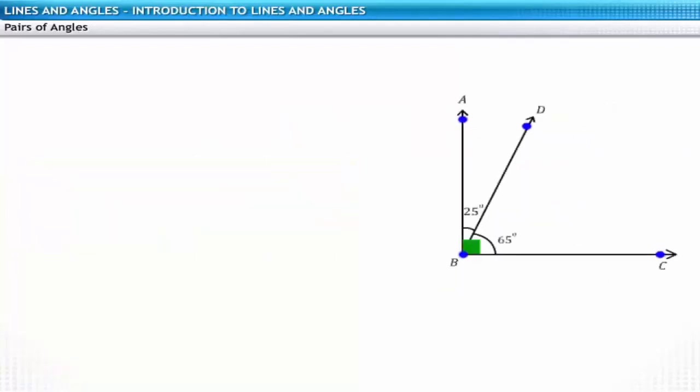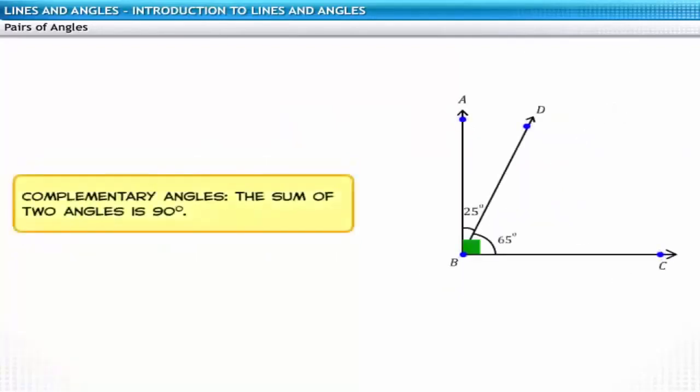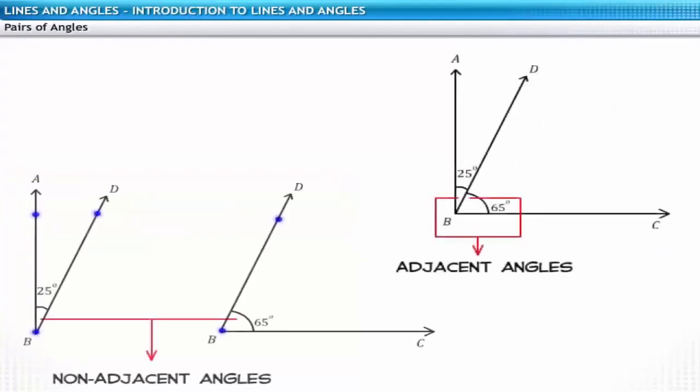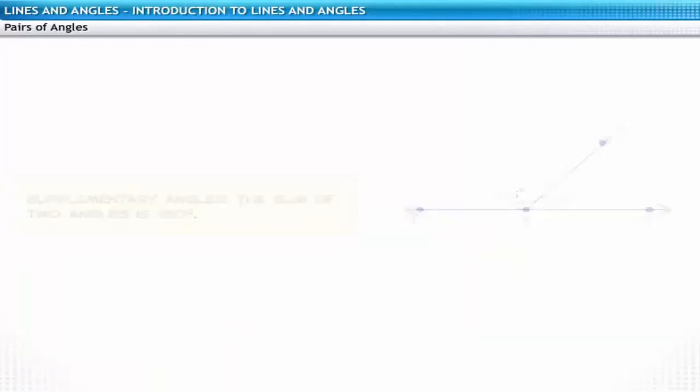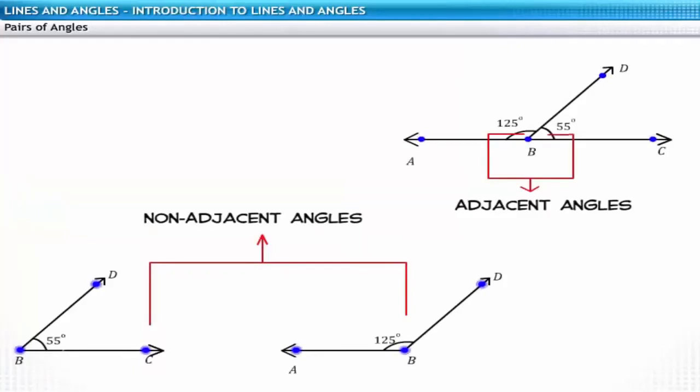Two angles are said to be complementary if their sum is 90 degrees. They may or may not be adjacent angles. Two angles are supplementary if their sum is 180 degrees. They may or may not be adjacent angles.